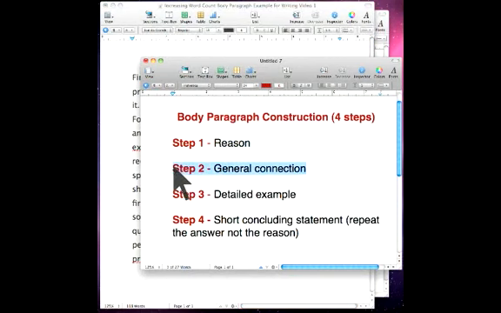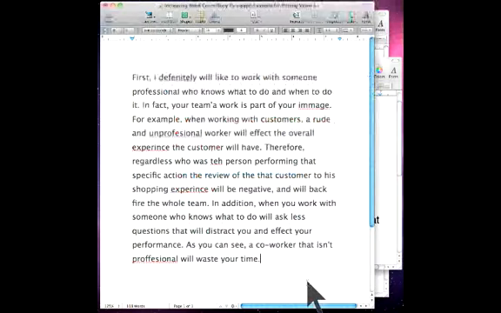Now I want a general connection. Why is professionalism necessarily a good thing for a coworker? And this actually comes to a concept that I think is important that we're going to talk about later, but let's see how the student did it.